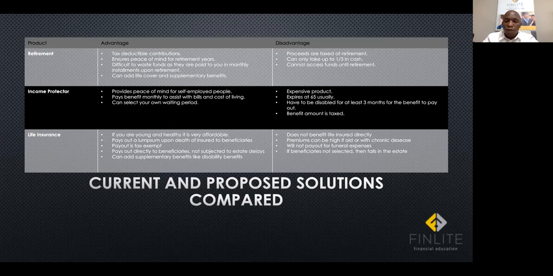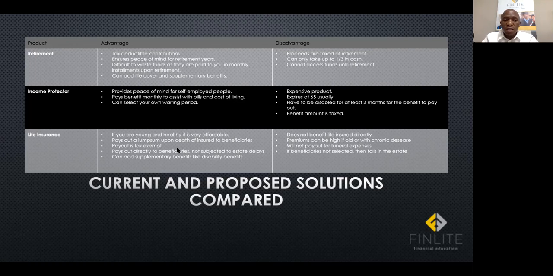And then life insurance, as the last example: if you are young and healthy, it is very affordable. If you don't have any chronic diseases, it's very affordable for you, and the benefits become high. It pays out a lump sum upon death of the insured to the beneficiaries, making sure that the beneficiaries are not left vulnerable if a breadwinner passes away.